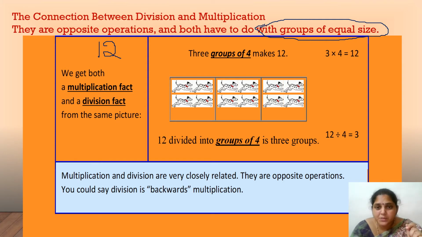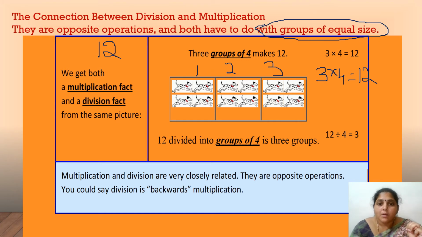Now, how many groups are there? That means how many boxes are there? We have one box, two boxes, three boxes. So, three groups. How many dogs are there in each box? 1, 2, 3, 4. There are 4. So, three groups with 4 dogs in each box gives you the total number of dogs. What is the total number of dogs? It is 12.